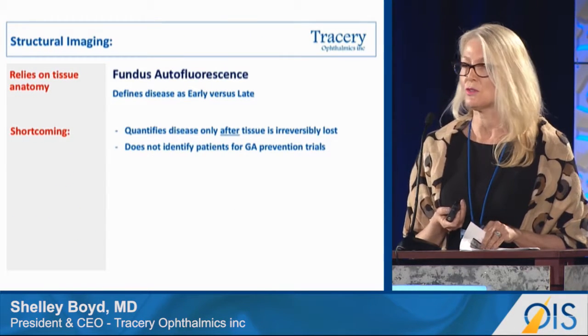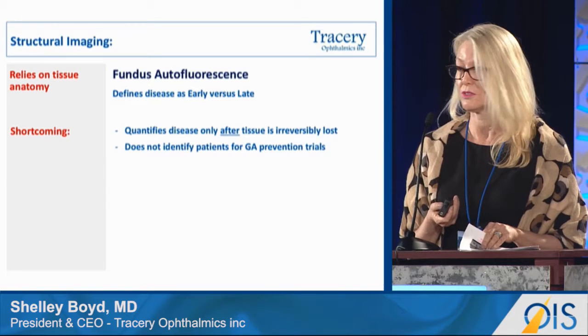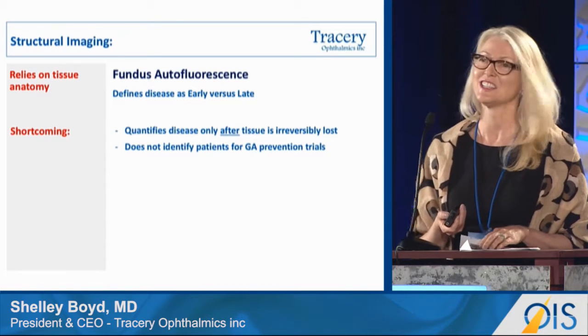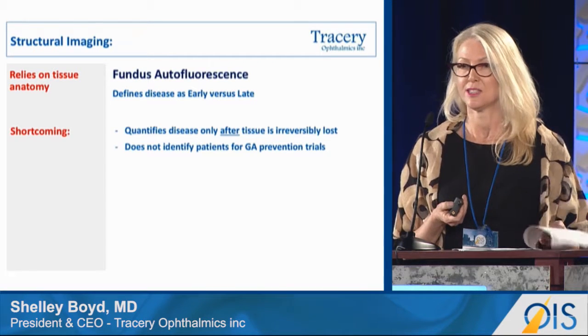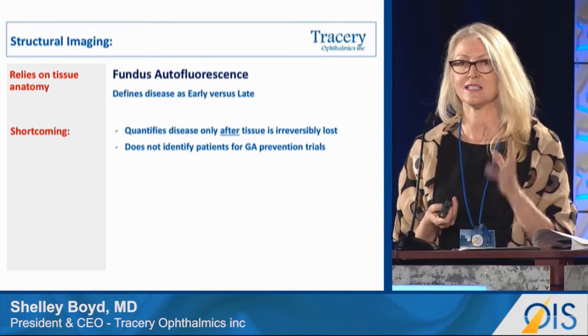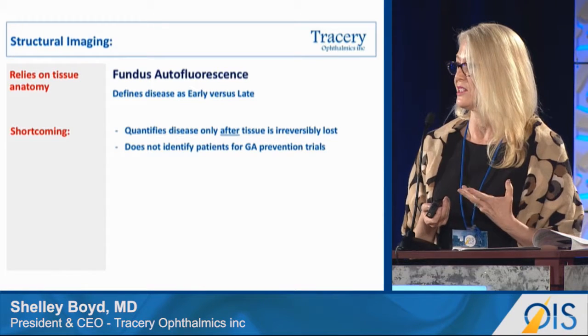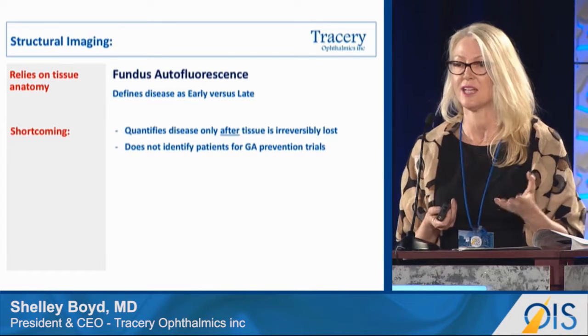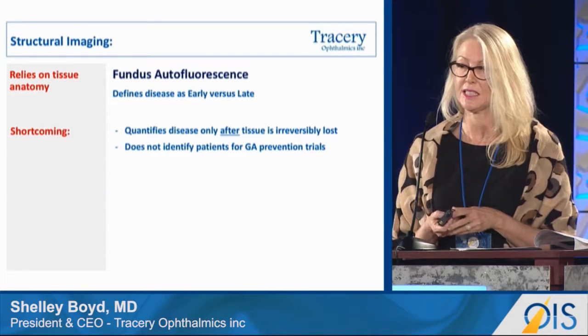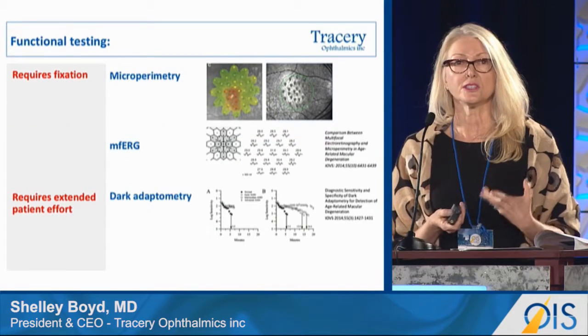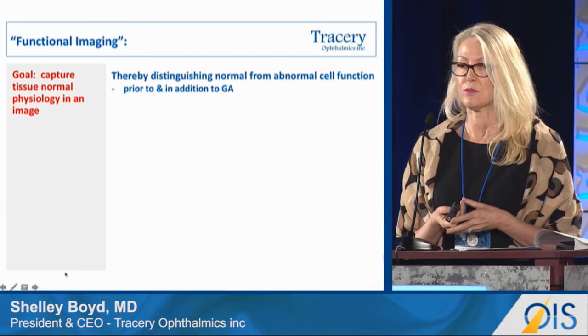So what we've talked about so far is called structural imaging. And so, for instance, fundus autofluorescence allows us to stratify into early and late disease, but what it does not allow us to do, for instance, is identify patients for patch prevention assays, and nor can we quantify the burden of disease.